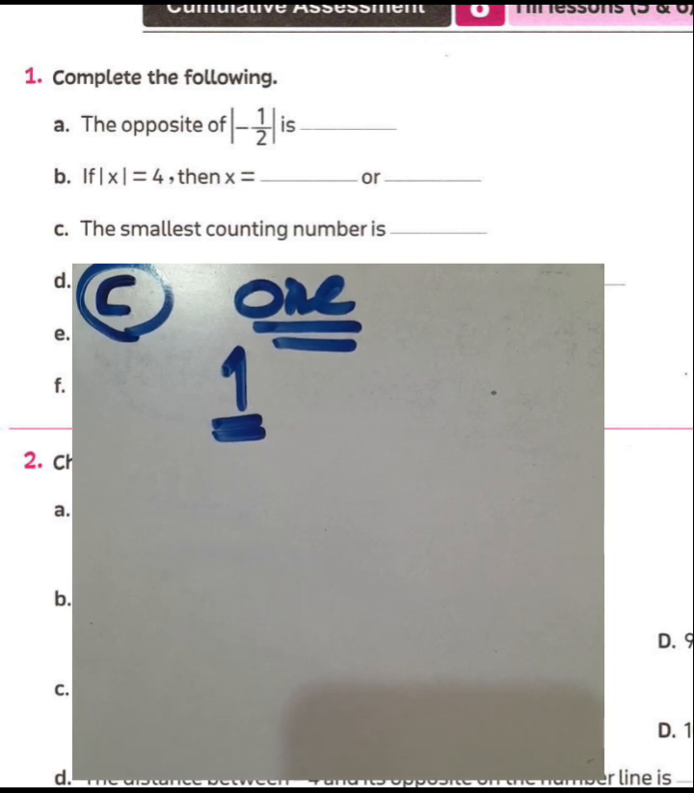1. Understood? But if we ask for the smallest natural number, it is 0. You must know the difference between counting number and natural number. The smallest counting number is what? 1. But the smallest natural number is 0.